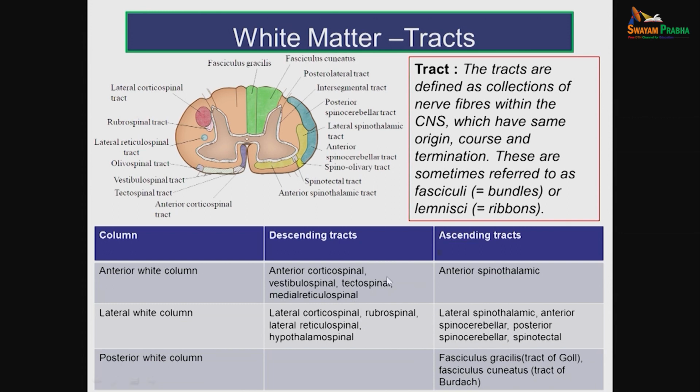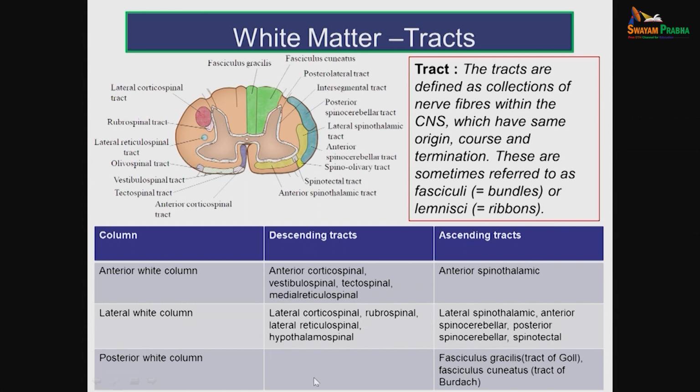Please look at this picture. You can see the various tracts, descending and ascending tracts, which are present in the various white columns: anterior white column, lateral white column and posterior white column. On the right side of what I am trying to show are the ascending tracts. On the left side are the descending tracts. This is for picture purposes; both ascending and descending tracts are seen on both sides. For your understanding, the picture shows ascending tracts on one side and descending tracts on the other side.